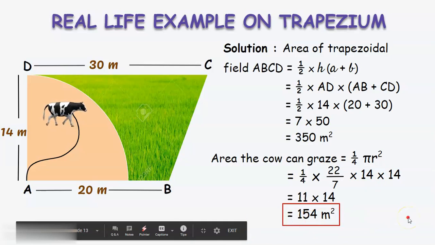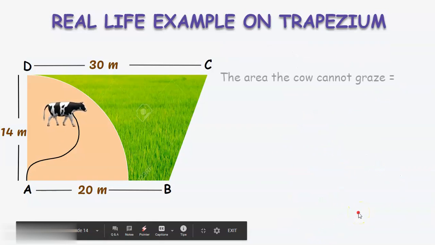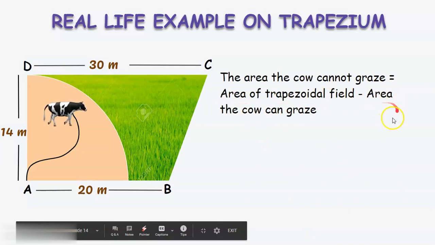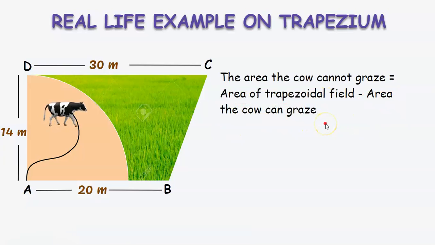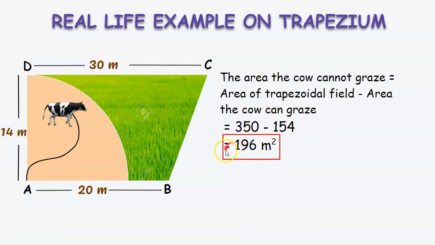Now we can get the area that the cow cannot graze by subtracting these two areas. So the area that the cow cannot graze is equal to the area of the trapezoidal field minus the area that the cow can graze, which is 350 minus 154, that is equal to 196 meters square. So this is the area which the cow cannot graze.